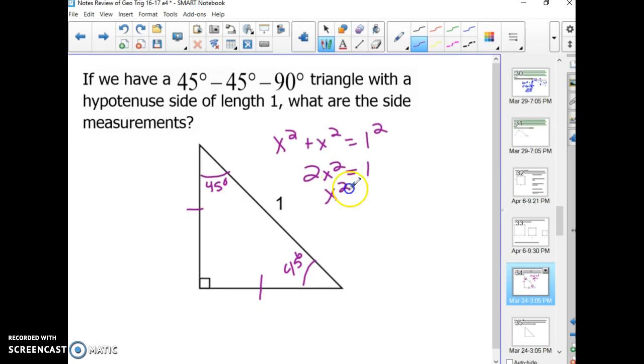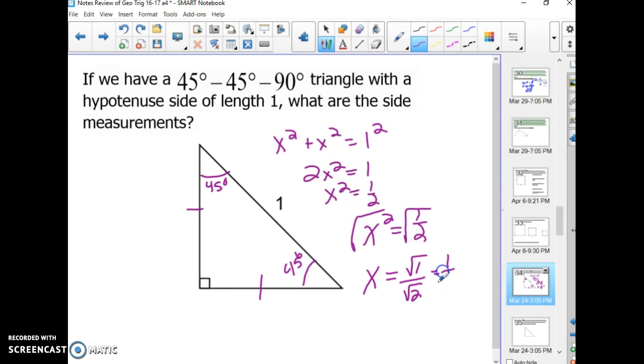So I get x squared is equal to 1 over 2, because I'm just solving for it, dividing both sides by 2. I square root both sides. So I get x is equal to the square root of 1 on top and the square root of 2 on bottom, which is 1 over root 2.